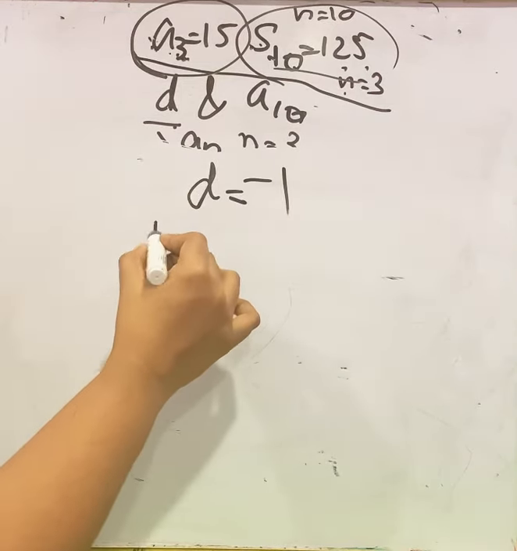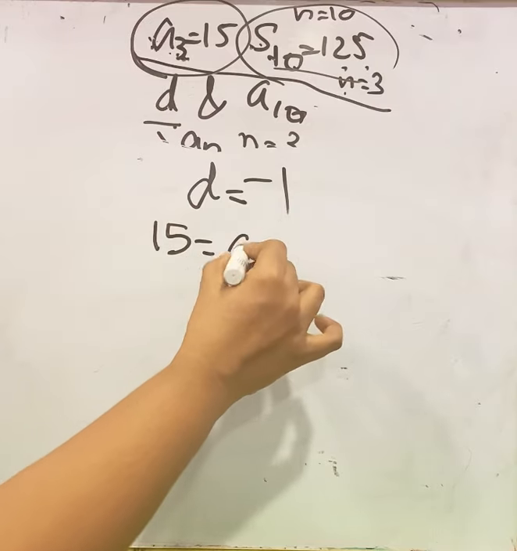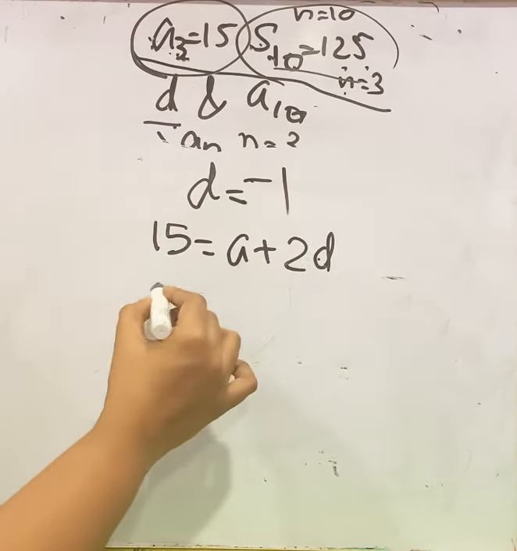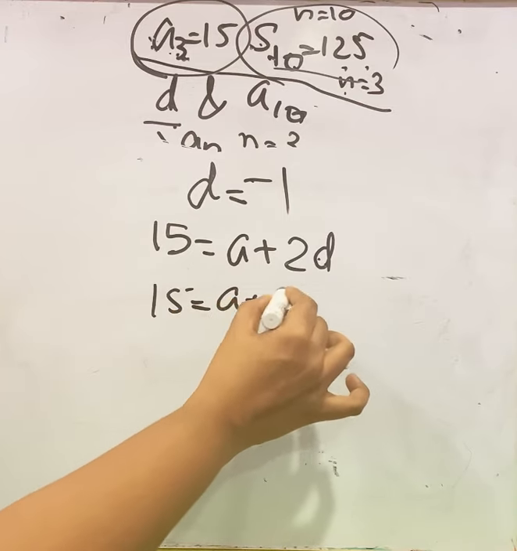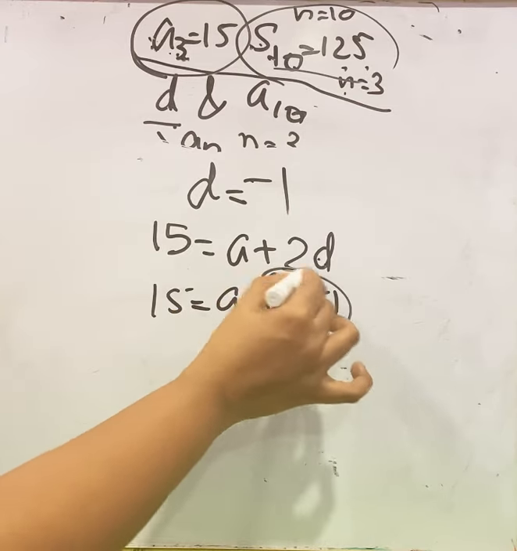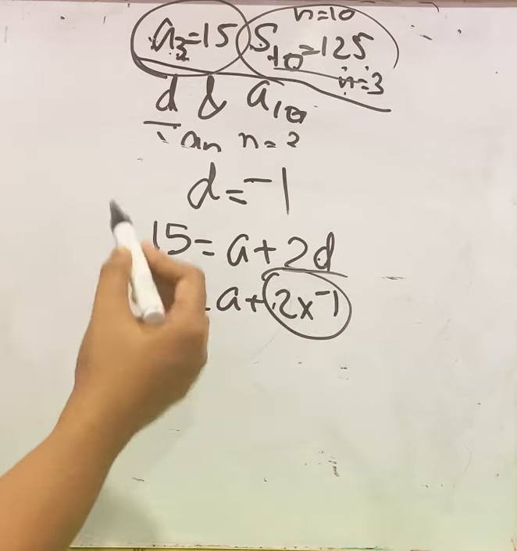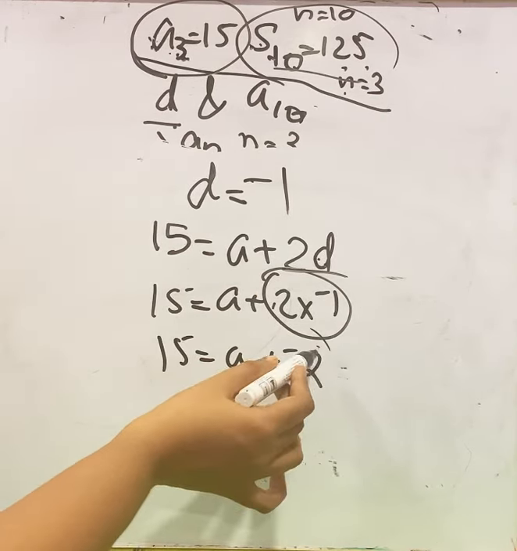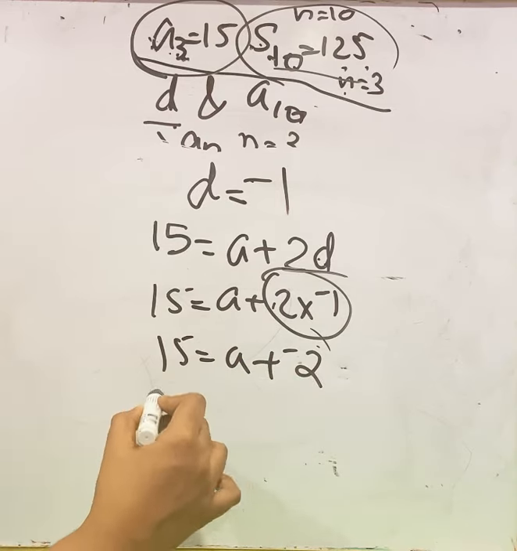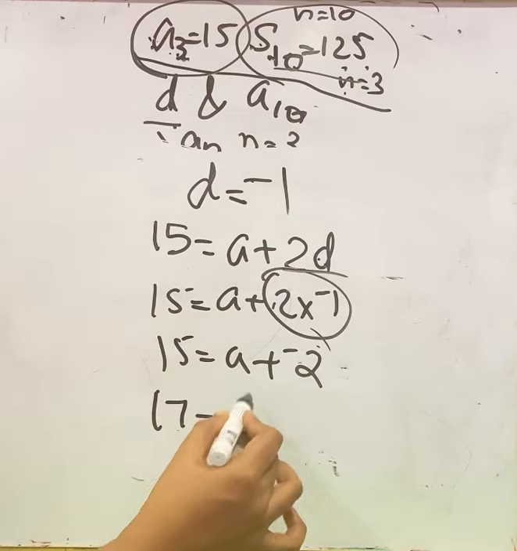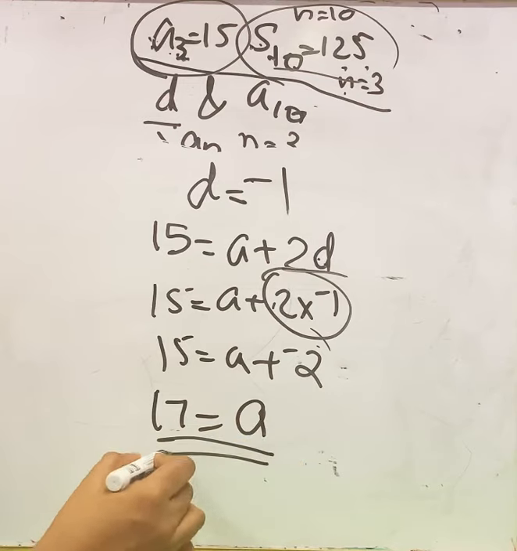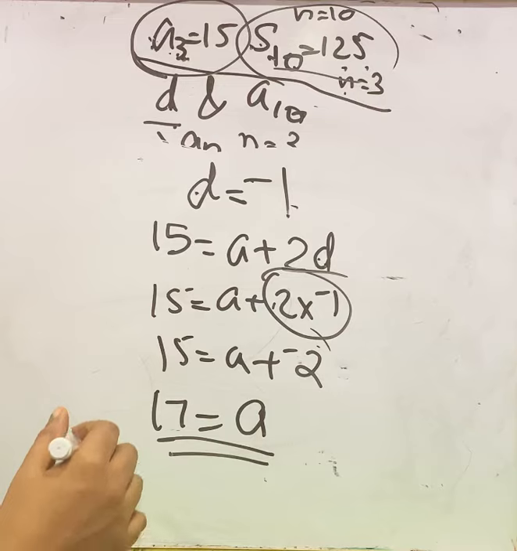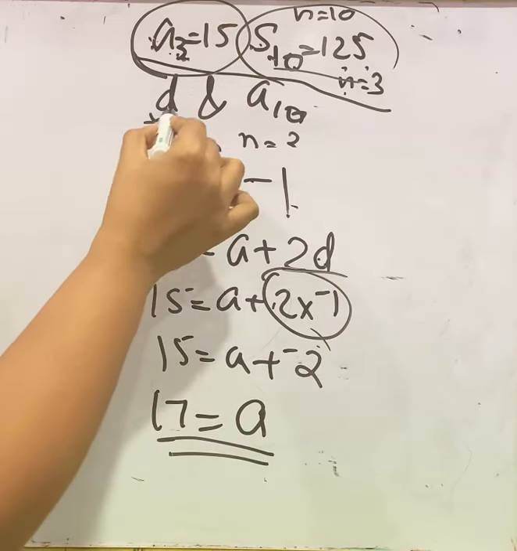And our first equation was 15 equal to A plus 2D. And here we will apply this negative 1. That is 15 equal to A plus 2 into negative 1. This is 2D. So 2 into negative 1 is negative 2. 15 equal to A plus negative 2. Take this negative 2 to the other side. It becomes 15 plus 2. And the value of A will be 17. Here we got D equal to negative 1, A equal to 17. Now we have to find, we already found D.